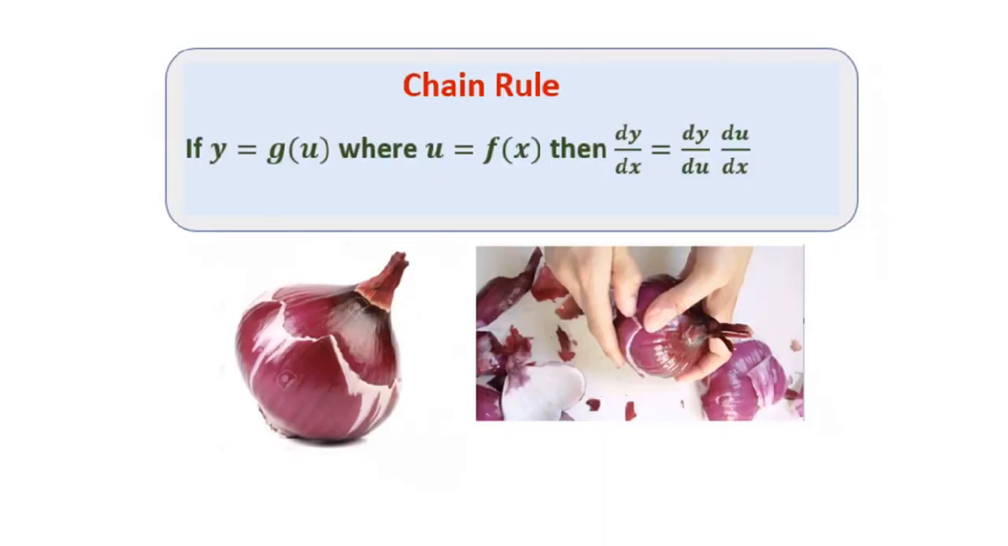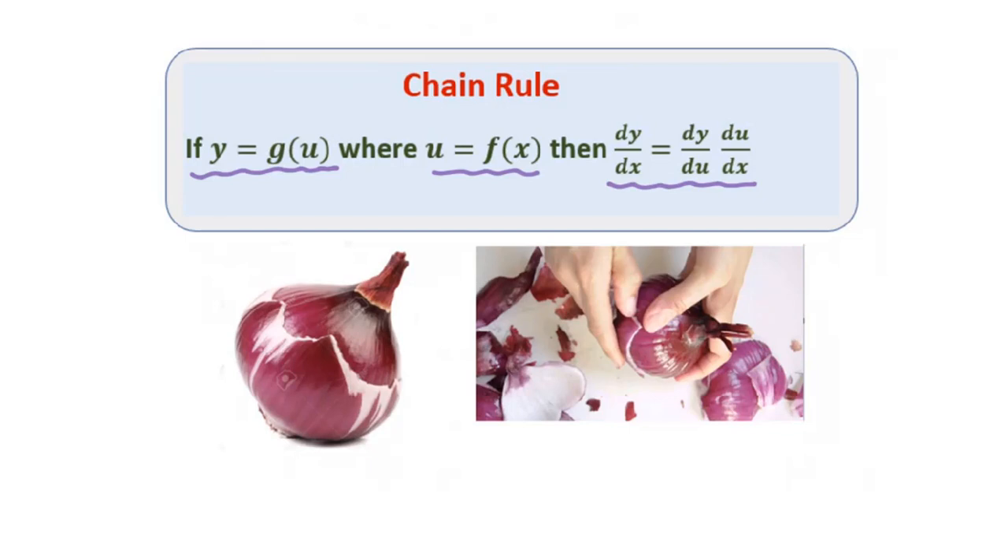This video is about chain rule of derivatives. If y equals g of u, where u equals f of x, then this is the formula for chain rule. You could say I put these two pictures.